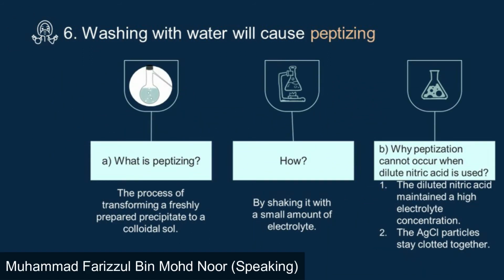Question 6. Washing with water will cause peptization. What is peptization? Peptization is the process of transforming a freshly prepared precipitate into a colloidal solid. How does this process come about? By shaking it with a small amount of electrolyte. Why can peptization not occur when dilute nitric acid is used? It is because the dilute nitric acid maintains a high electrolyte concentration, and also the AgCl particles stay coagulated together.